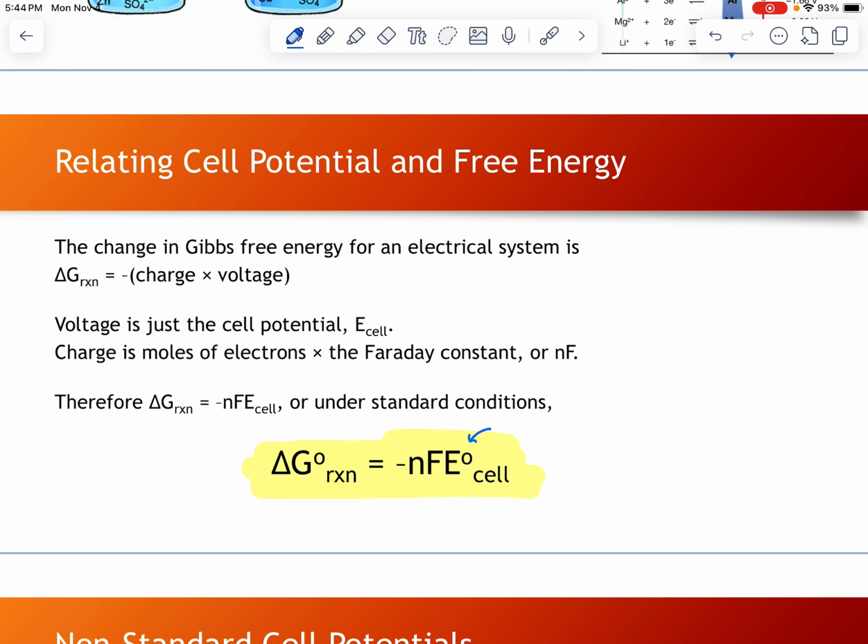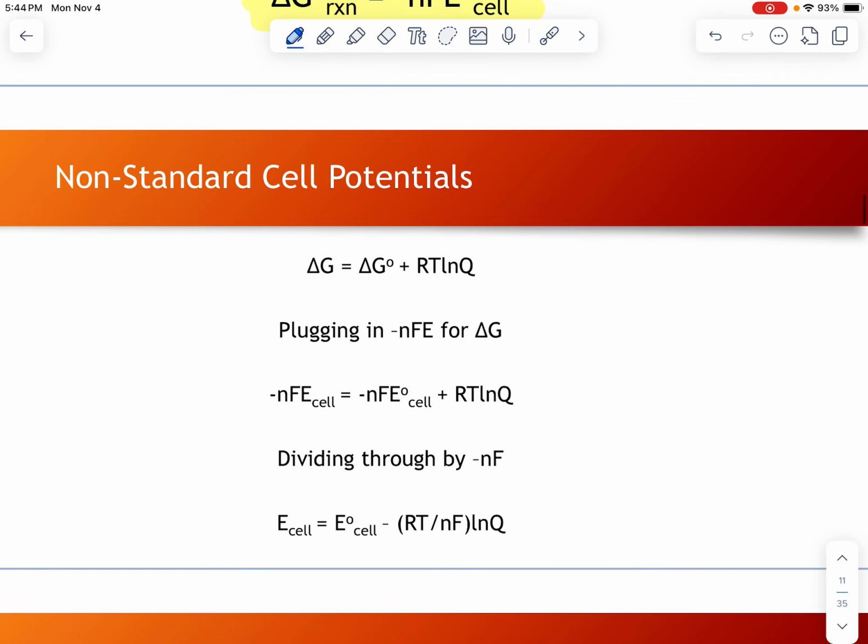And we know that 1 molar concentrations are actually pretty rare, so we want to be able to talk about non-standard cell potentials. So starting with our delta G reaction, and then plugging in negative nFE every time we see delta G. So delta G, negative nFE. The delta G standard right here, so we're going to do negative nF times the standard cell potential. And then, highlighted in pink here is our correction term, RT natural log of Q.